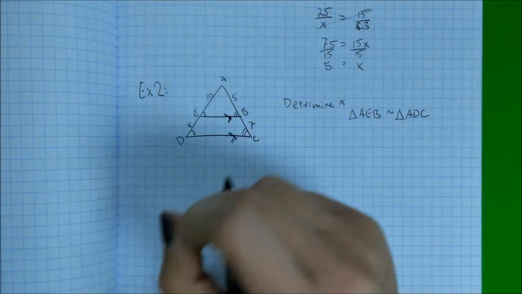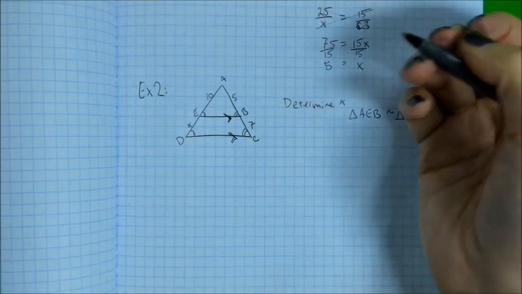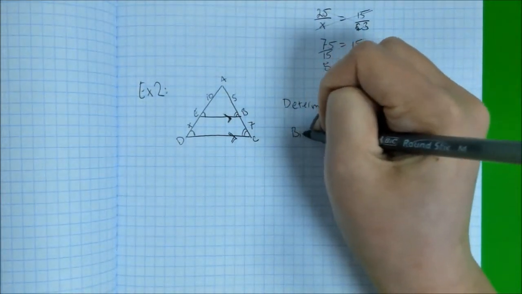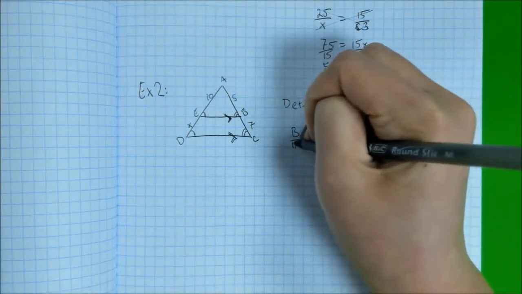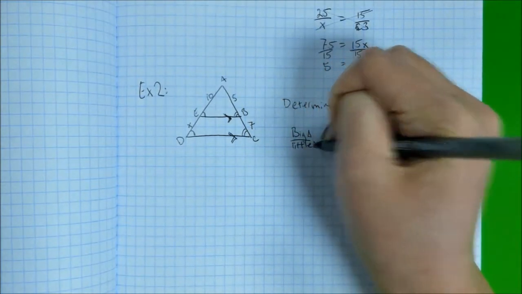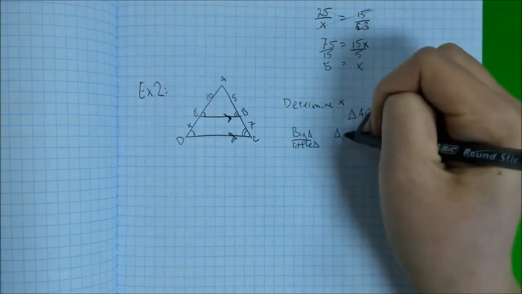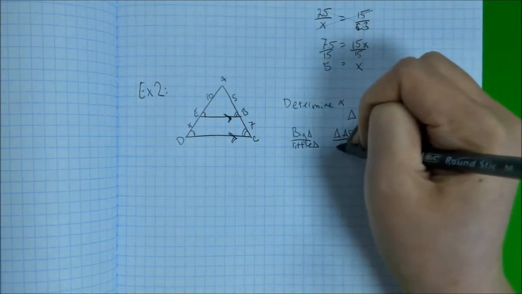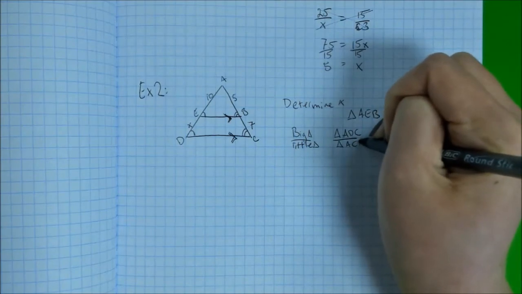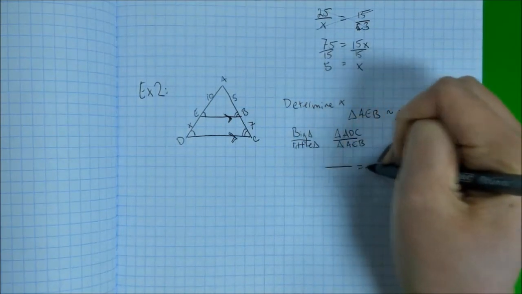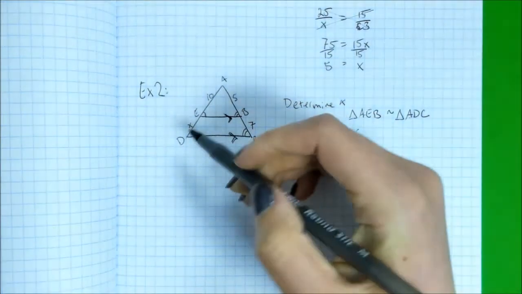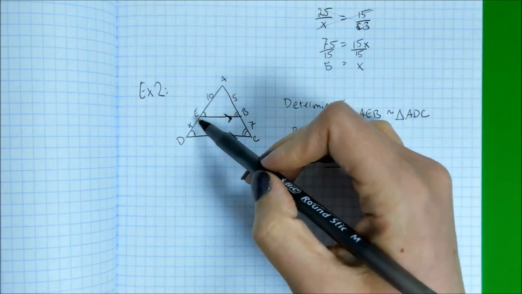I'm going to do big triangle compared to the little triangle, or triangle ADC compared to triangle AEB. So I'm going to set up my proportion to find X. X is this length DE.